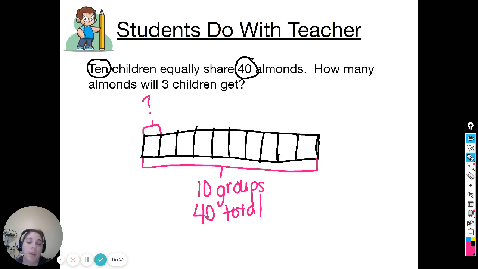Okay. So what you may have noticed is that this time we do know our total. So we do know our big number. If we know the big number, then that means we have to be doing division, because the big number comes first in division. So let's start with that big number. We're dividing it into 10 groups. So we've got 40 divided by 10.